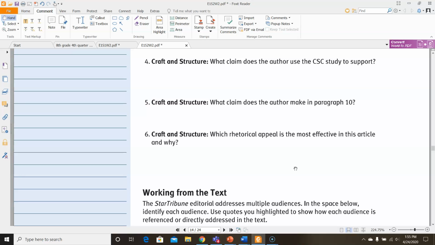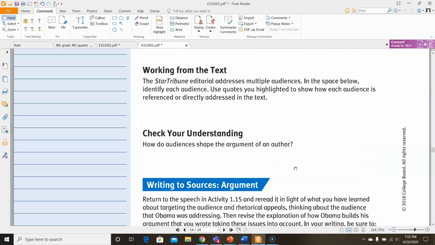Number 6 says, which rhetorical appeal is the most effective in this article and why? So think about if it uses logos, ethos, and pathos, which one is the most effective that they used and why? Then we're going to scroll down. Working from the text, the Star Tribune editorial addresses multiple audiences. In the space below, identify each audience. Use quotes you highlighted to show how each audience is referenced or directly addressed in the text.